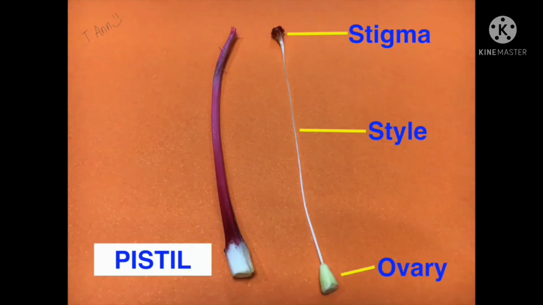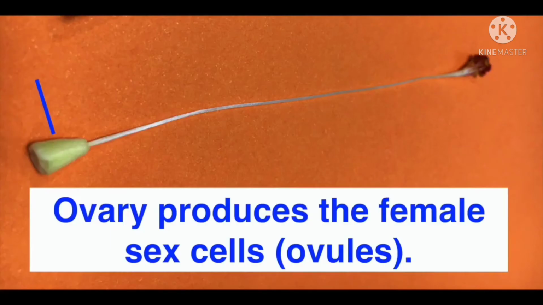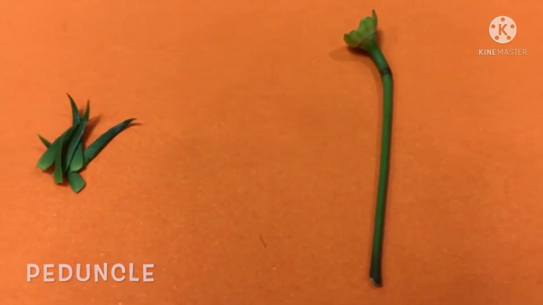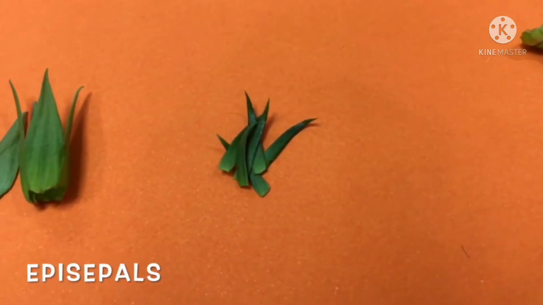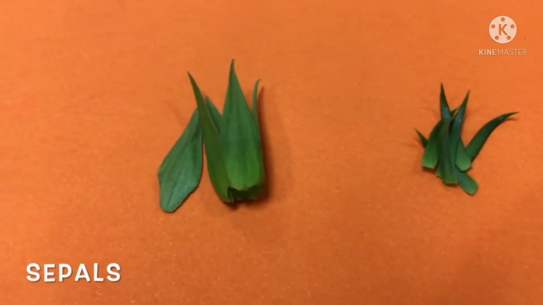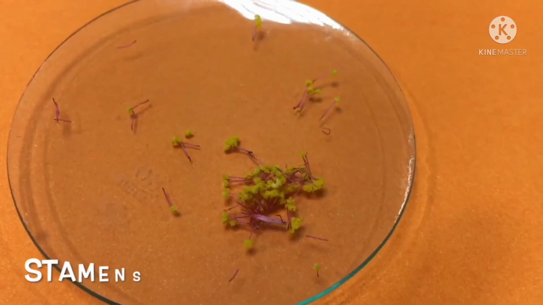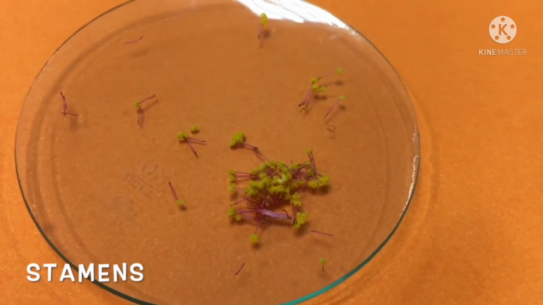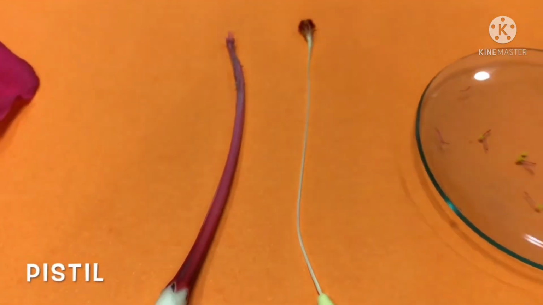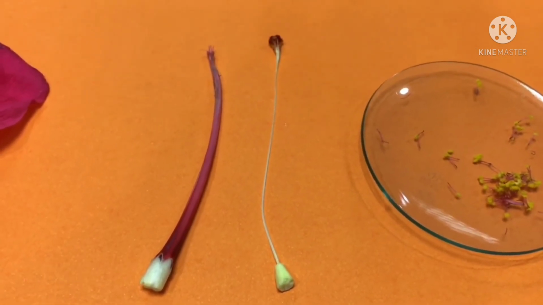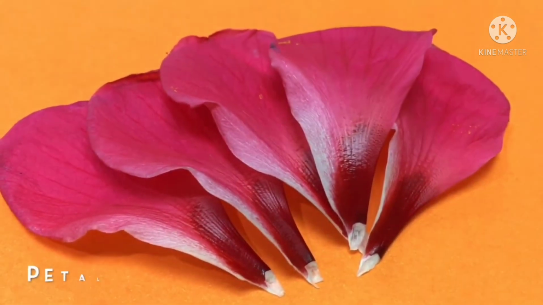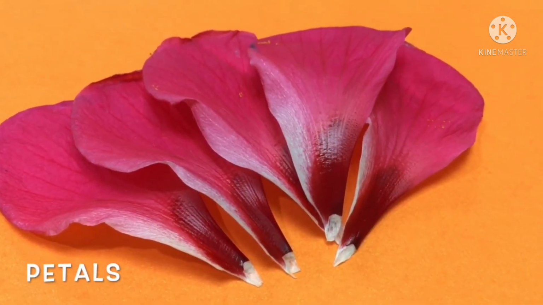Here comes the female part of a flower. Pistil. Pistil is made up of three parts: the stigma, style and the ovary. Sepals, stamens, pistil, female part of a flower. Petals, it attracts the insects for pollination.